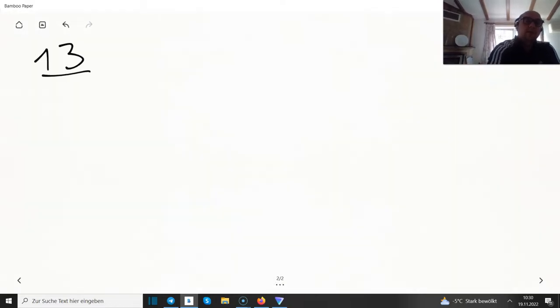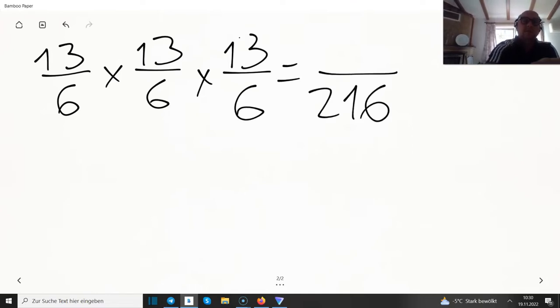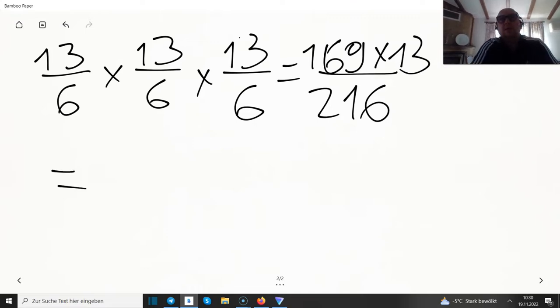And if I multiply it 3 times, I should get near to 10. Is that the case? Well, I got 216 in the denominator. I got 169 times 13 here. Well, you see 170 times 13 would be 1910, which I don't have. It would be 1897 if I'm right.